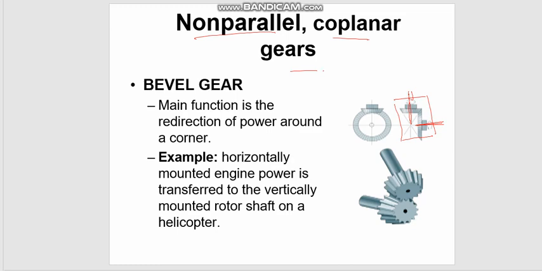The main function of a bevel gear is the redirection of power around a corner. So you can transfer power at a 90 degree angle in this particular example.